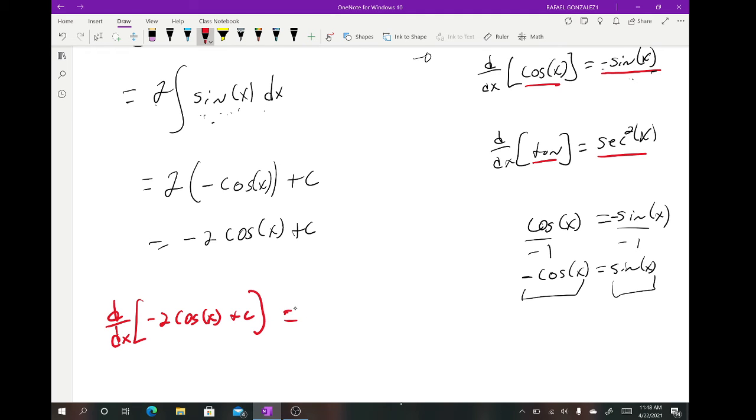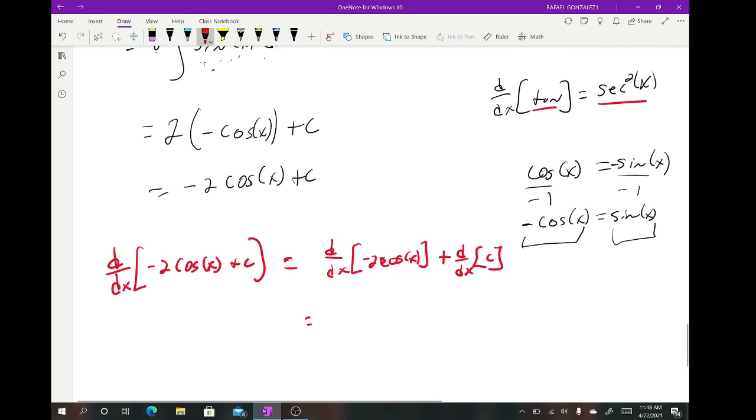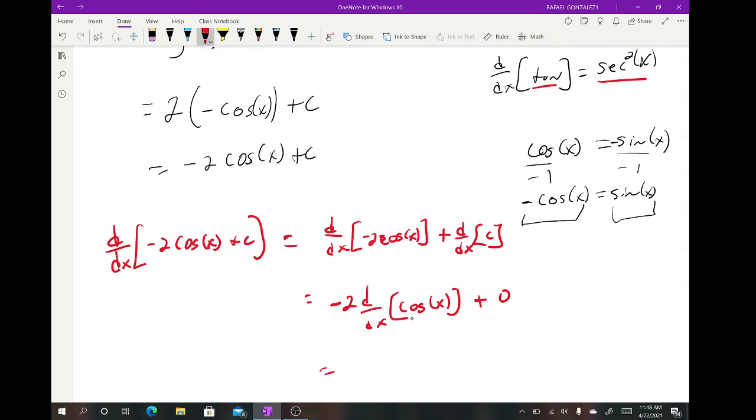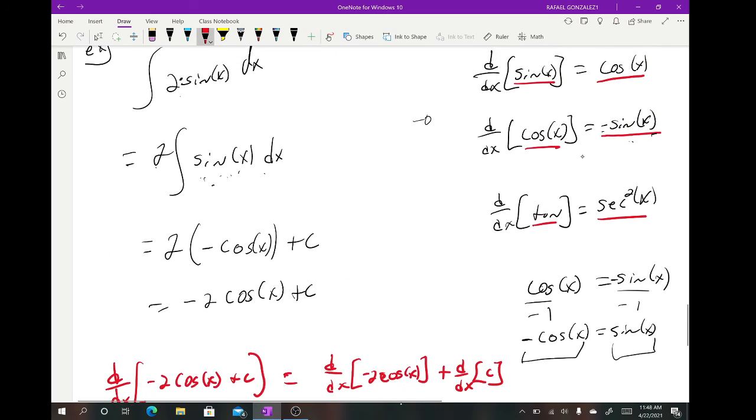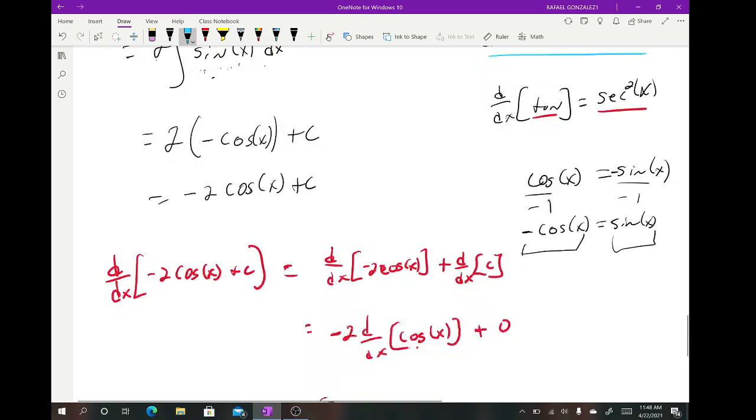That is equal to d dx of negative 2 cosine of x plus d dx of c. Well, this is equal to, by the constant multiple rule, minus 2 times d dx of cosine of x plus 0, because the derivative of a constant is 0. But now the derivative of cosine, we got up here. That's negative sine. We did that here. The derivative of cosine is negative sine.